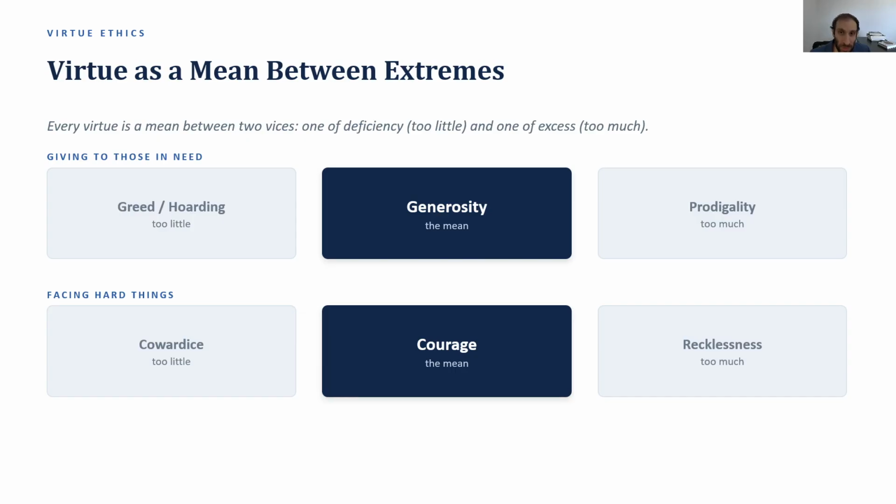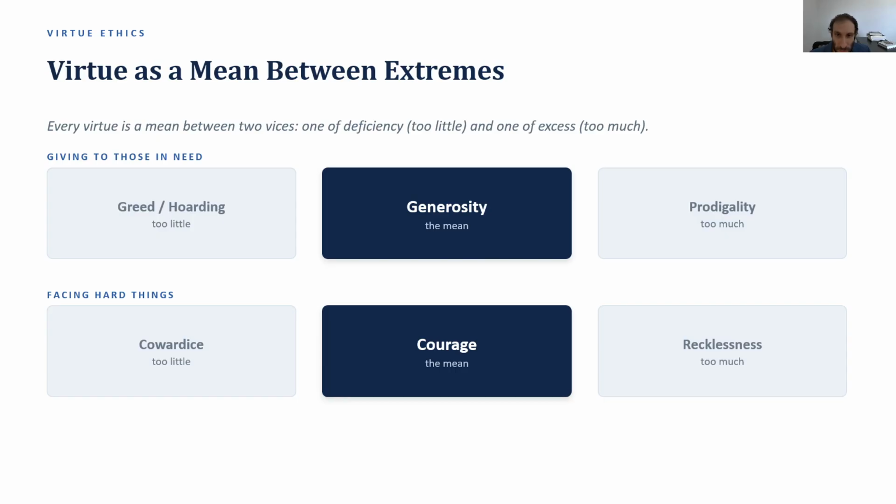The too little or deficiency of giving money to those in need is greed or hoarding. The too much or the excess is being prodigal, or giving more than you are able to give, to the point where it actually damages you. And so the virtue, giving money to the poor, that's a virtuous act, but that virtuous act is between two extremes, two vices, greed and being prodigal.